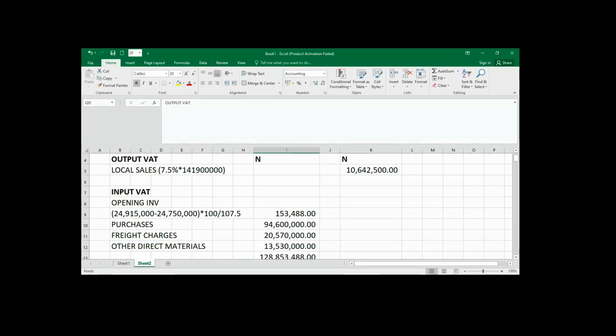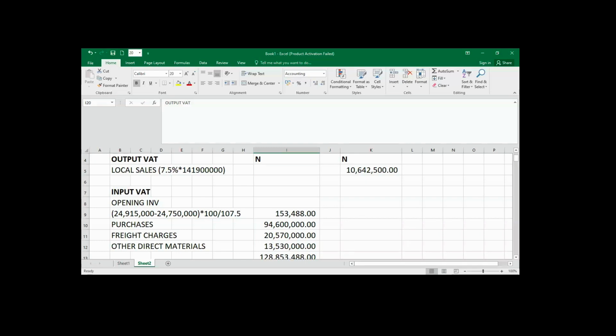When we have a scenario of opening and closing inventory, you may be given a question that is going to have opening and closing inventory. So please let us take note of that.